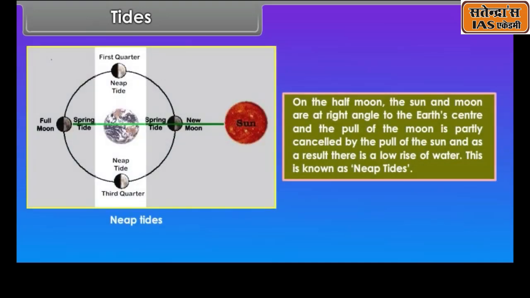On the half moon, the sun and moon are at right angle to the earth's center, and the pull of the moon is partly cancelled by the pull of the sun. As a result, there is a low rise of water. This is known as neap tides.